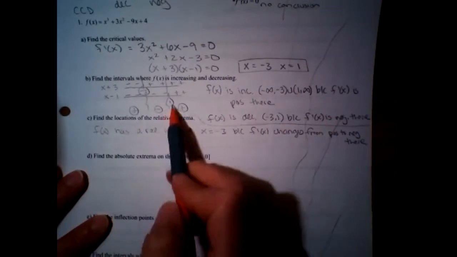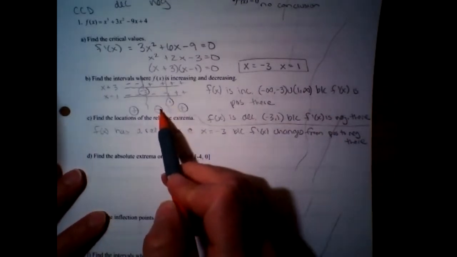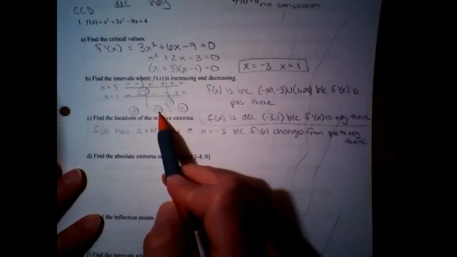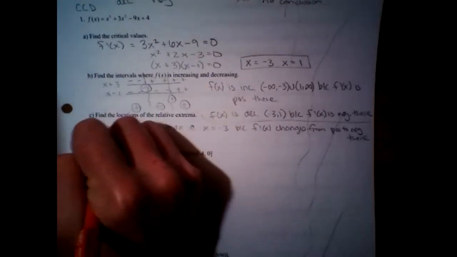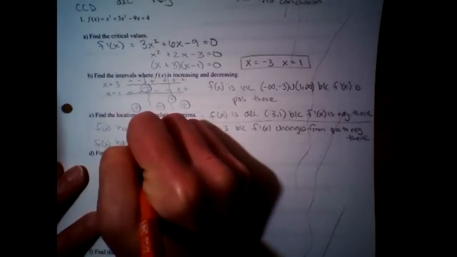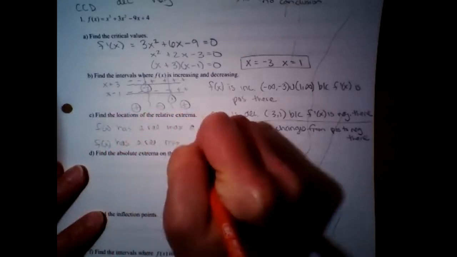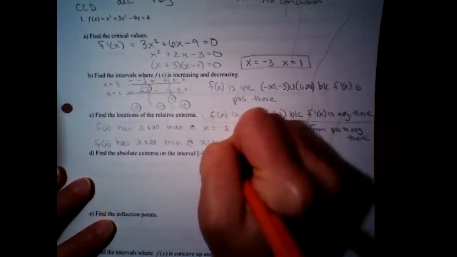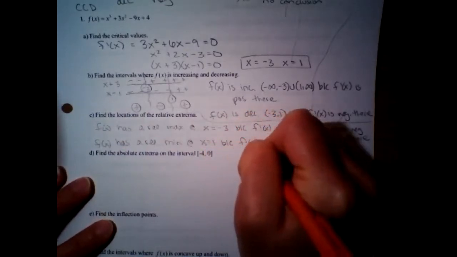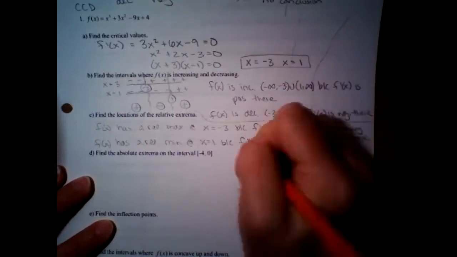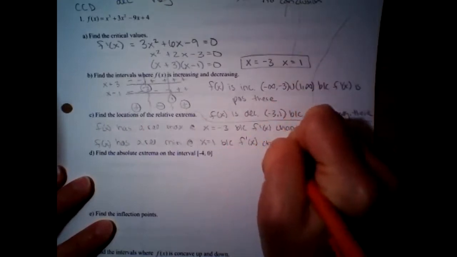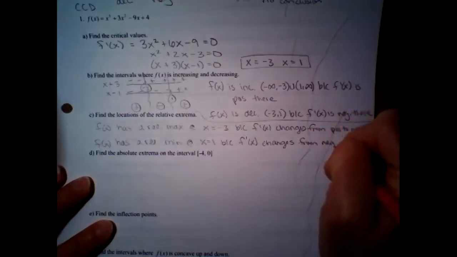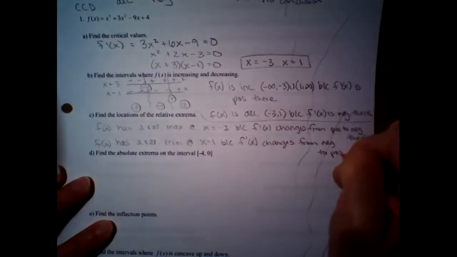All right, and then a statement for 1, we have the derivative changing from negative to positive. That means the location of a relative minimum. So f of x has a relative minimum at x equals 1 because f prime changes from negative to positive there.